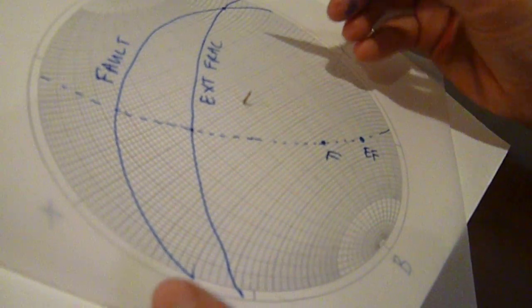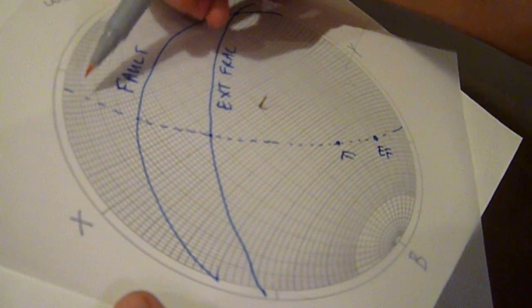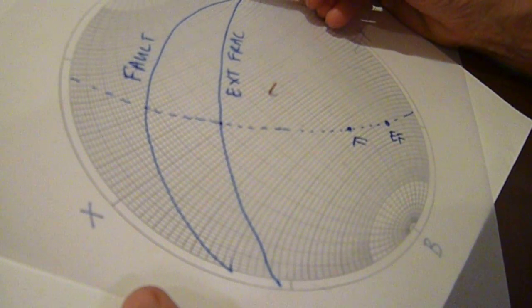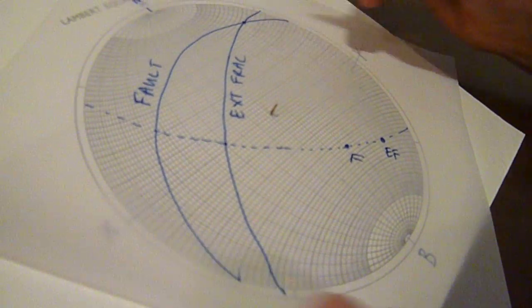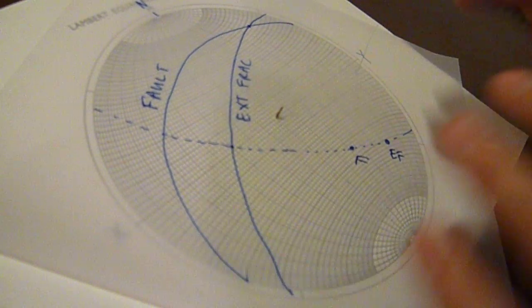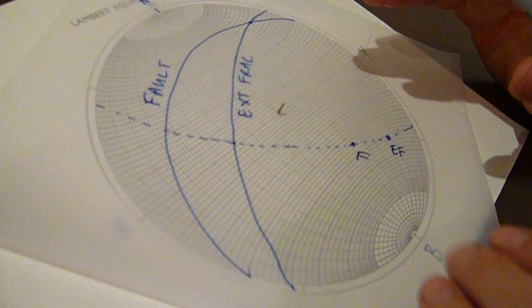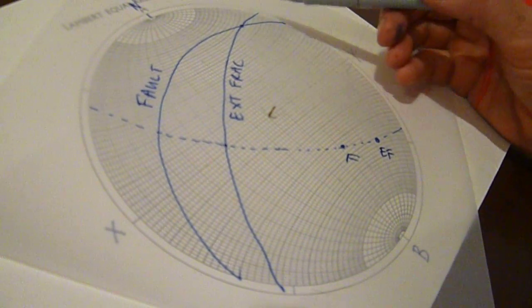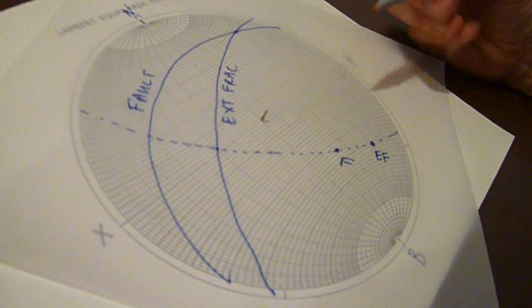And I've also taken the liberty of plotting in dashed line here a profile plane to the intersection between these two structures. It's so easy to find sigma 1, 2 and 3 if you have a fault and an extension fracture. The extension fracture gives you so many clues.